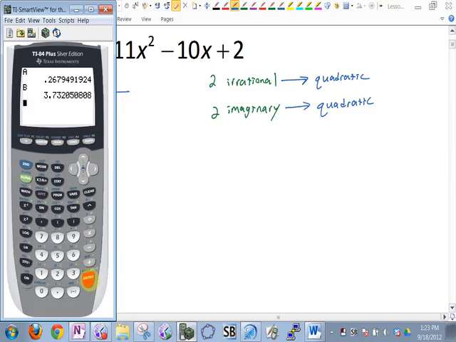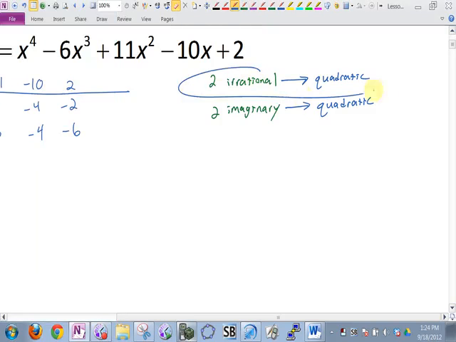0.267949192.4, 3.732050808. Cool? Okay. Well, that's nice. Those are not exact answers. Those are good estimates. They're accurate to like 12 decimal places, but that's not good enough. So what can we do with these? Well, I know that these two irrational zeros come from a single quadratic, and I'm pretty sure that the coefficients in this quadratic will be very nice, right? Rational even.